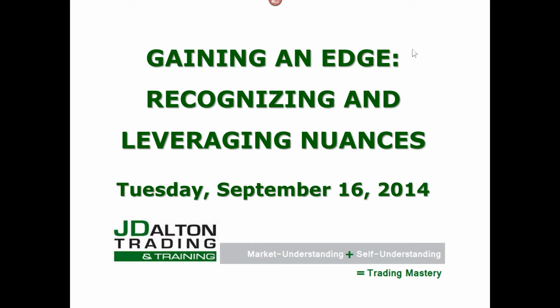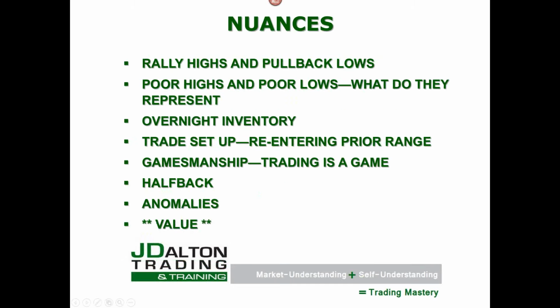Okay, some examples of nuances. Rally highs and pullback lows. These generally pertain to trend days. On a trend day, the market trends up, and then you get the rally or the pullback low sometime in the afternoon. That becomes the pullback low, and it's a reference going forward. If the following day you don't trade back down below that pullback low, then nothing has changed relative to the previous day.